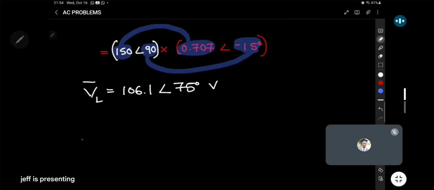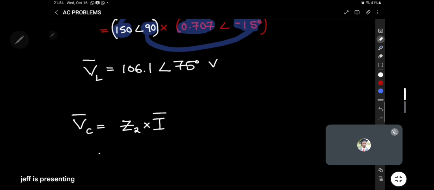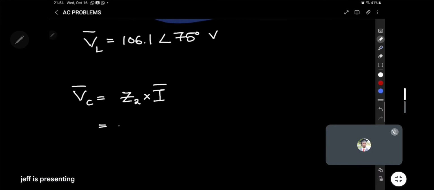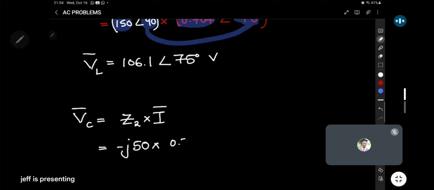In the same way, we can get the voltage drop across the capacitor. For the capacitor, remember, still we're going to use the impedance multiplying the phasor current passing through it. But for a capacitor, what did we find as the impedance? We had minus j50. The phasor current is still the same thing, 0.707 phase minus 15.